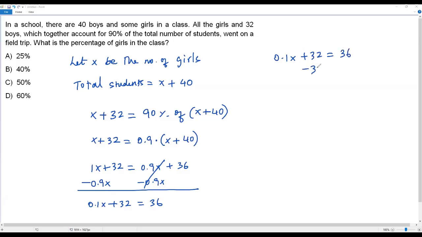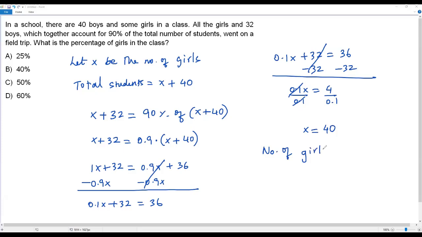Now let me subtract 32 from both sides. The positive 32 and negative 32 cancel. I'm getting 0.1x equals 36 minus 32, which is 4. Now to solve for x, I divide both sides by 0.1. The 0.1s cancel, and dividing 4 by 0.1, I get x equals 40. So the number of girls in the class equals 40, because x represents the number of girls.